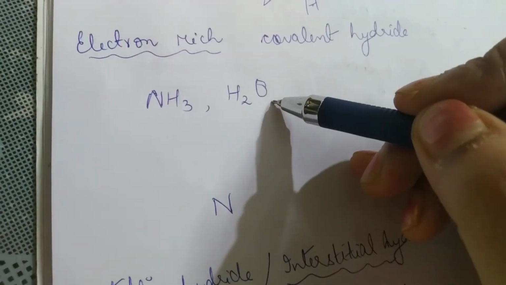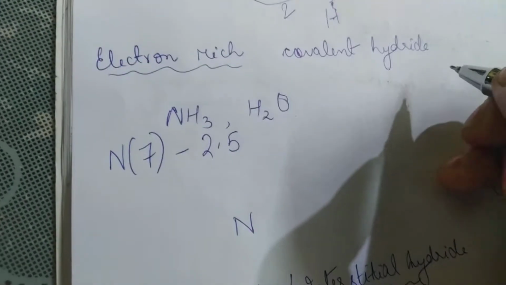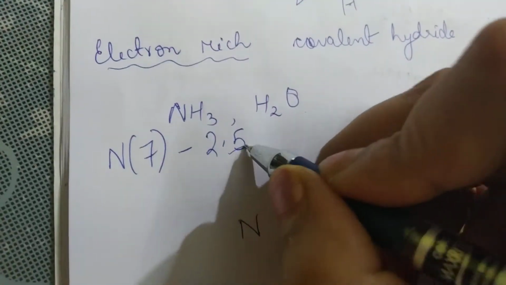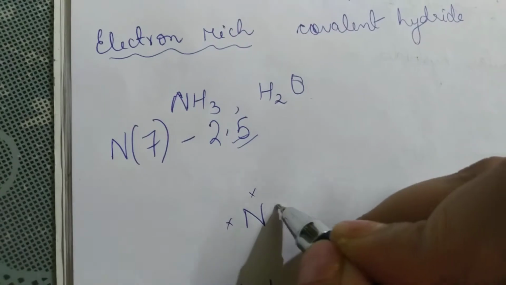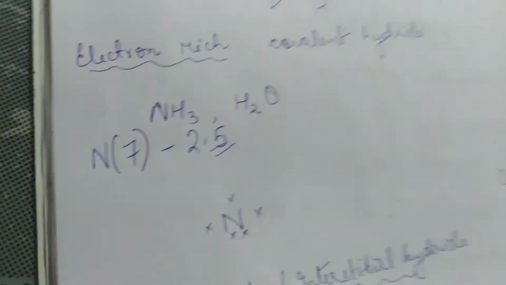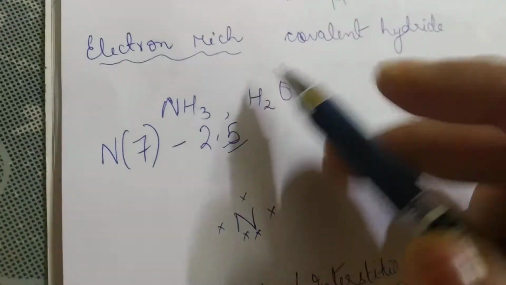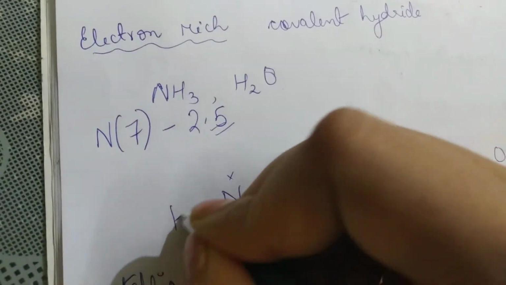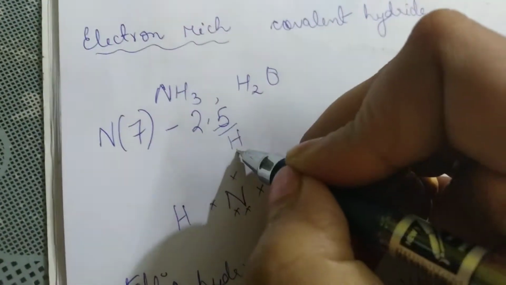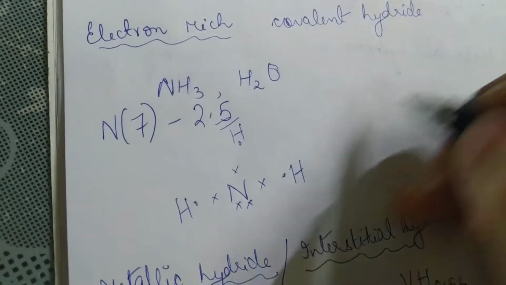Ammonia and water are examples. The atomic number of nitrogen is 7. Electronic configuration will be 2, 5. Valence shell electrons are 5, so 1, 2, 3, 4, 5. Then for the nitrogen atom we see there are three hydrogen atoms, so I have written three hydrogens, and their electrons are represented by 3 dots.